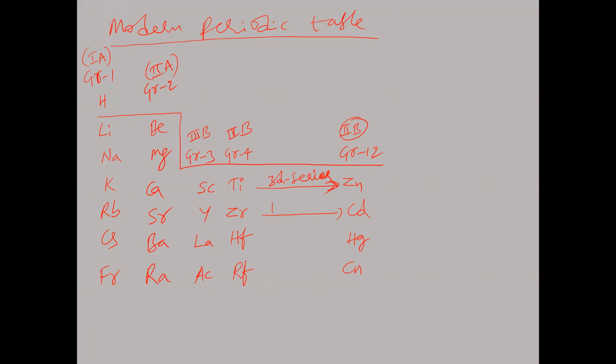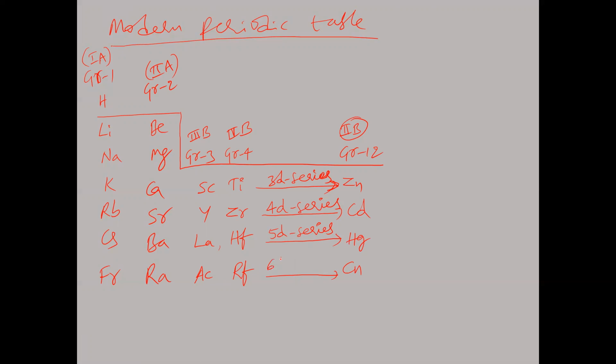So now here, yttrium, zirconium up to cadmium, all these elements are called 4D series elements. The first transition series is 3D, and the second transition series is 4D. The 4D series, that is the second transition series, starts from yttrium and ends with cadmium. Next, lanthanum, hafnium up to mercury, all these elements are called 5D series elements. Next, actinium, rutherfordium, and up to copernicium.